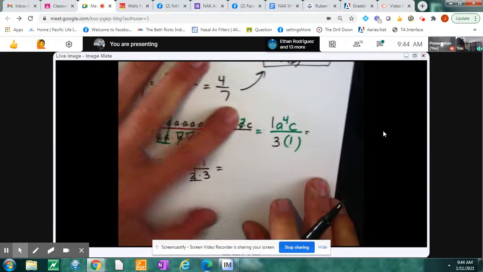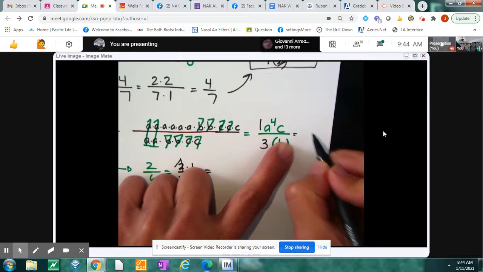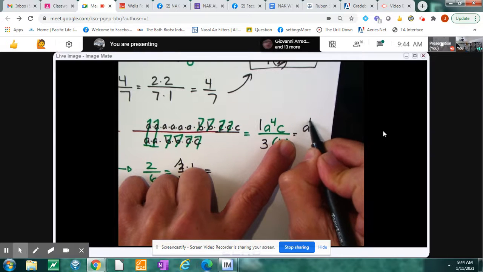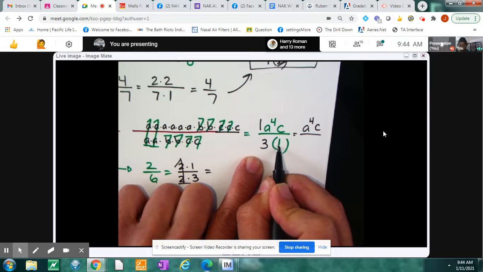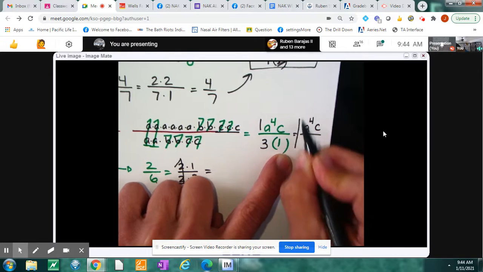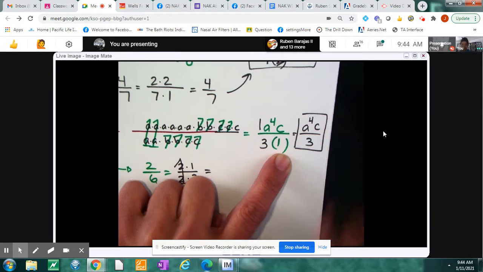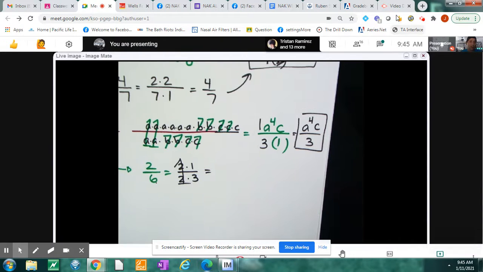So now let's go ahead and do that. Well, I don't need a 1 because I have all this other stuff. So I'll just leave it as A to the power 4 times C, and then 3 times that other 1, which is 3. And there's your answer. Bam. A to the power of 4 times C divided by 3. So that's your answer.